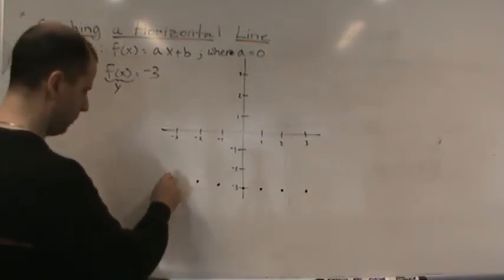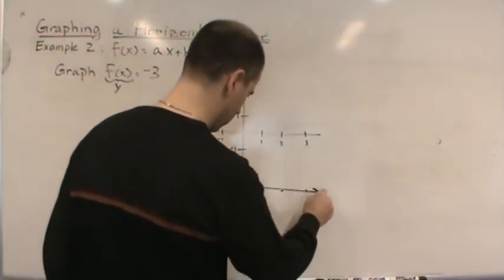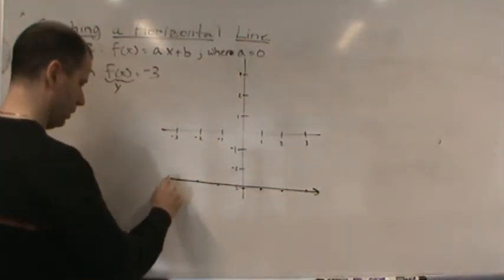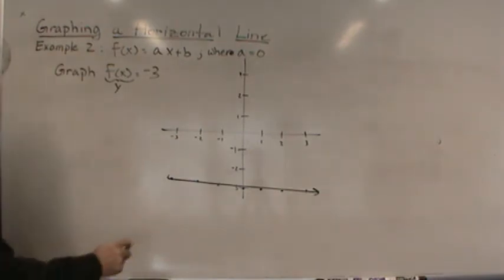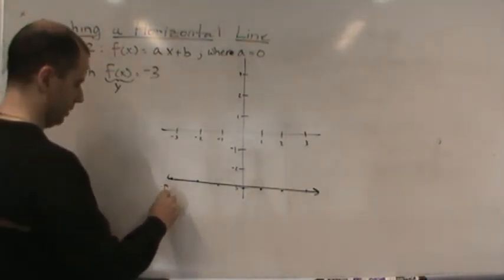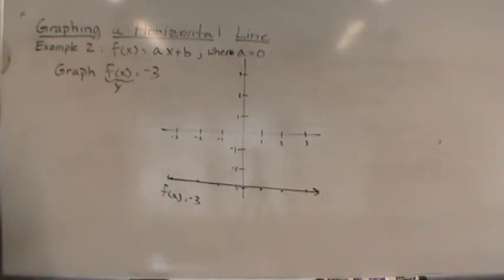And so you end up with a horizontal line. And so this represents f of x equal to -3. And that's it. Now, the domain and range.